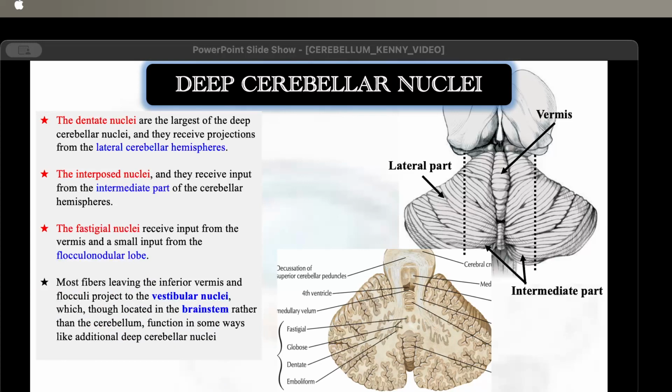And as we have said, we have the vestibular nuclei, which are not located within the cerebellum. They are located in the brainstem, but they work together as additional deep cerebellar nuclei, because they function in the same way as these nuclei, and they help in maintaining balance and posture.